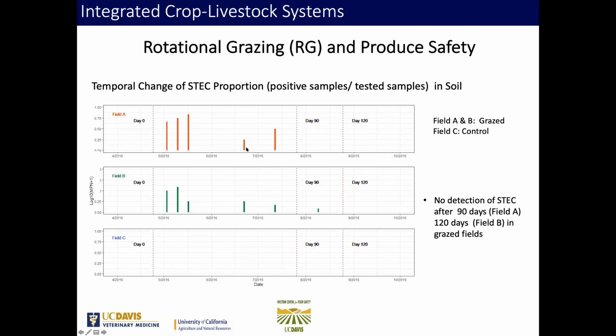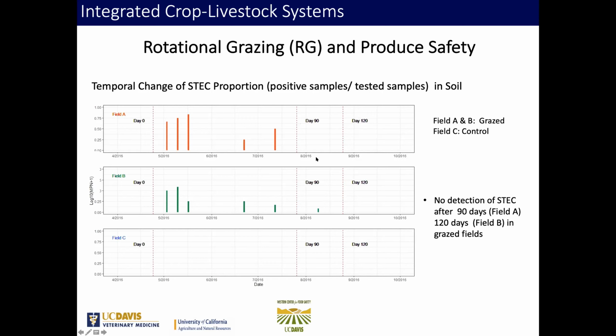So in these graphs, this is not the concentration, but the proportion of positive samples we found in the soil after the sheep were grazing. And we observed that between 50% and 75% of the soil samples in one of the fields were positive for STEC. That concentration really decreased and none were found after 90 days. Although we found a small percentage on field B and field C, none of STEC was found. So we still focus on these 90 and 120 days.